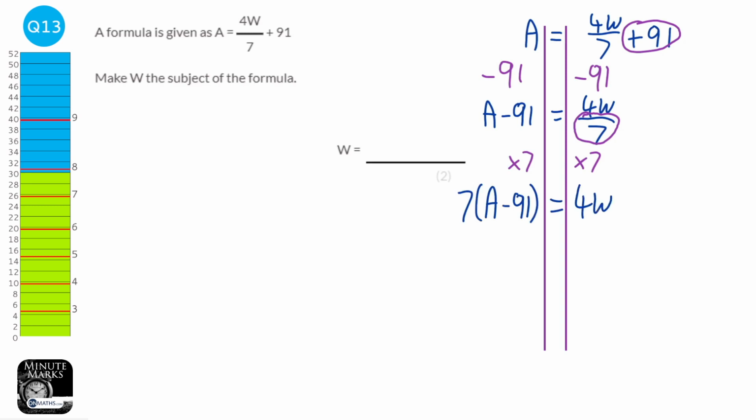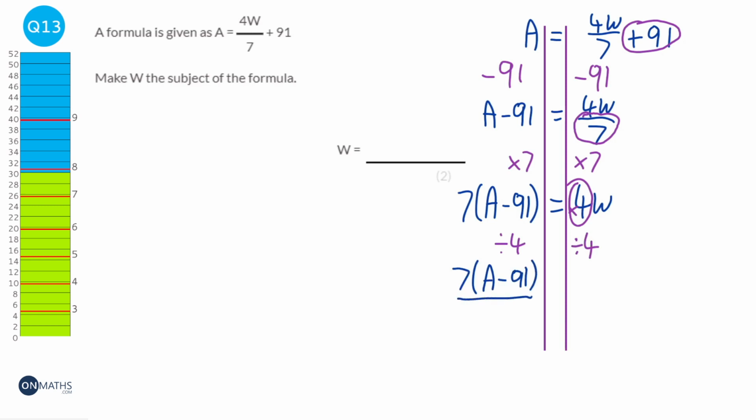The last thing we want to do is get rid of this 4 here. Well, that's a times 4, so how do we get rid of it? The opposite of times 4 is divided by 4. So we're going to divide both sides by 4. So 7 brackets a minus 91 over 4 equals w. Now, some of you might be thinking that we haven't finished the question because we've still got a bracket. But actually, the bracket is absolutely fine to leave. We don't need to expand it.